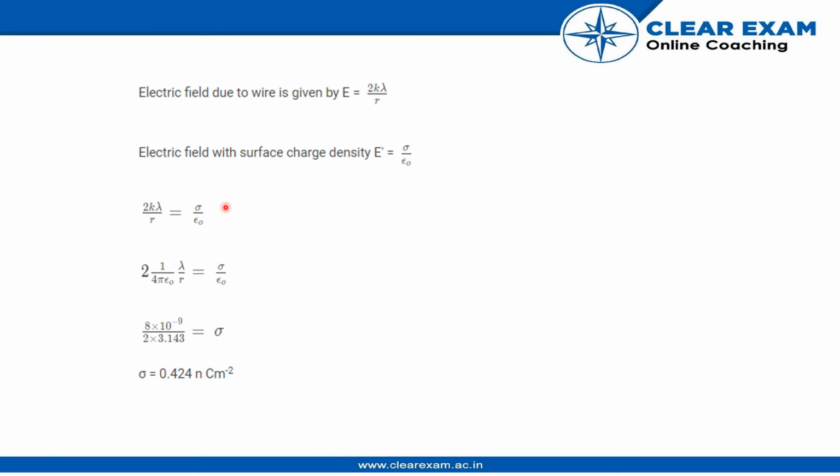And once we have that, we will substitute the value of k, which is 1/(4πε₀), into (λ/r) × 2 = σ/ε₀. So σ becomes 8 × 10⁻⁹ upon 2 × 3.143. So σ's value becomes 0.424 nanocoulomb per meter square.